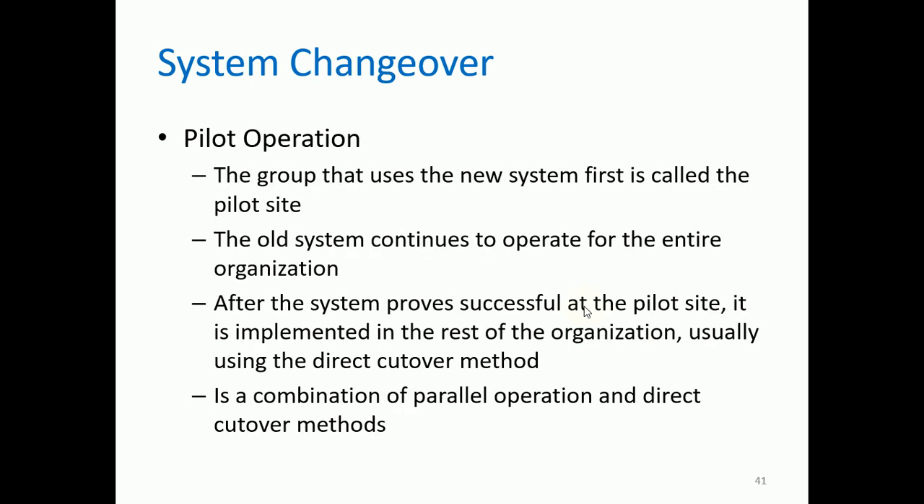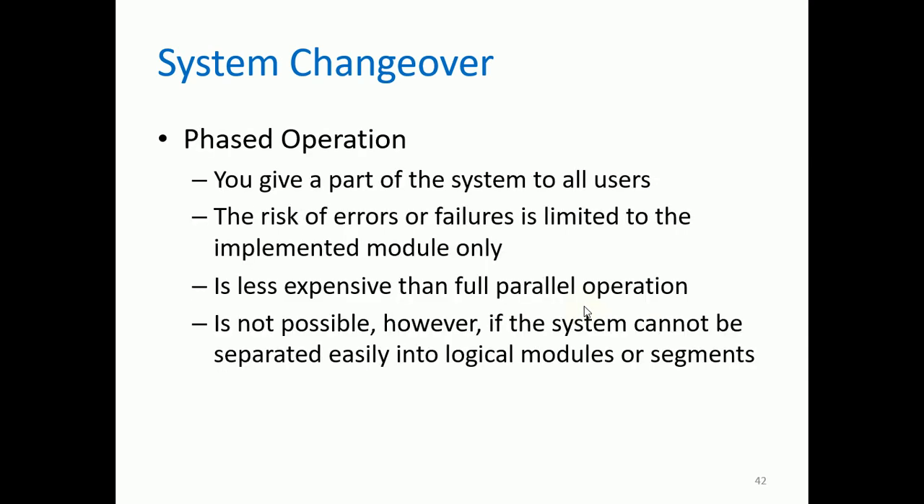Next we have the pilot operation. The group that uses the new system first is called the pilot site. For example, you have this office, and they're the ones who will use the new system first, while the old system continues to operate for the entire organization. After the system proves successful at the pilot site, it is implemented in the rest of the organization, usually using the direct cutover method. Because of that, pilot operation is a combination of parallel operation and direct cutover methods.